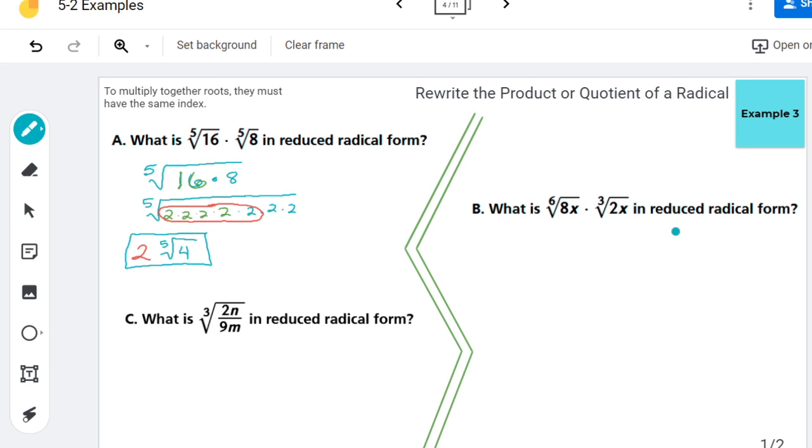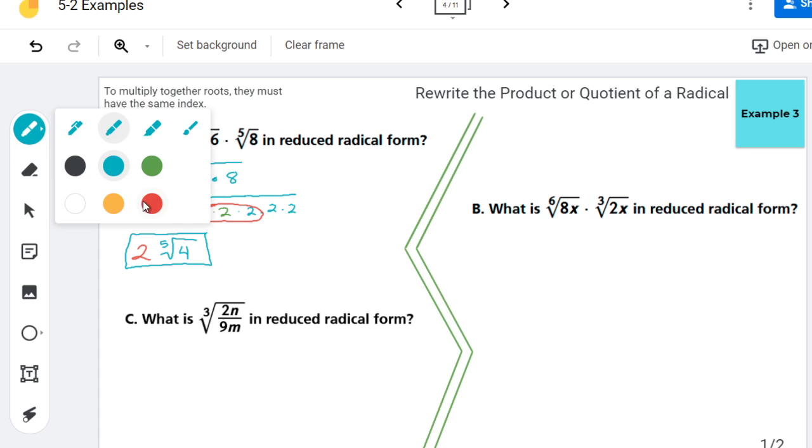So for part B here, if I jump across my zigzag, now I'm looking at a problem that doesn't have the same radical. And I have to ask myself, what do I do? I might not know, right? And so generally what I recommend doing is putting them in exponential form. So that's what I'm going to do.